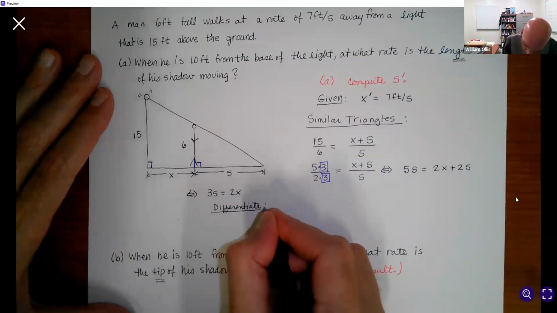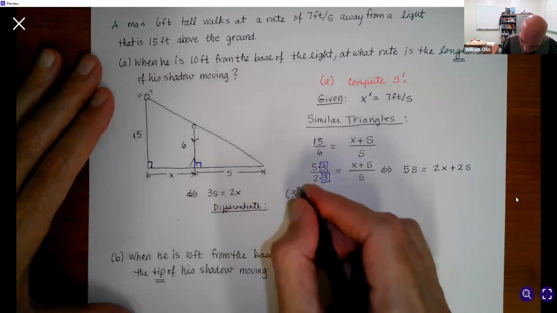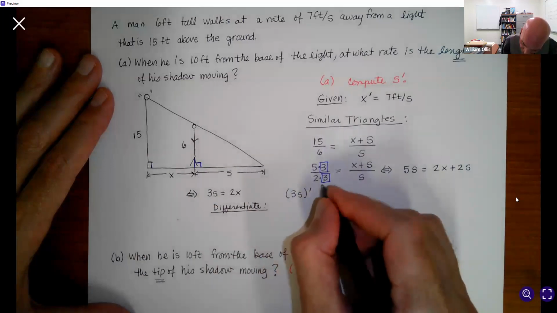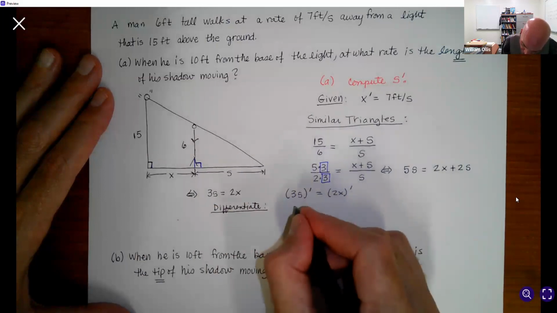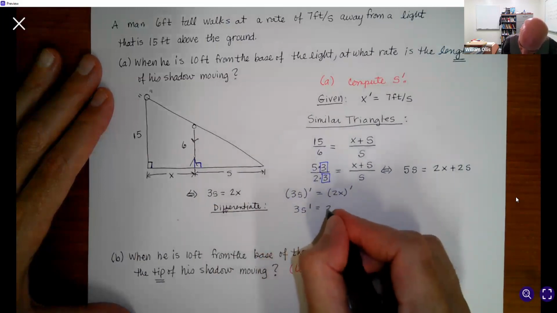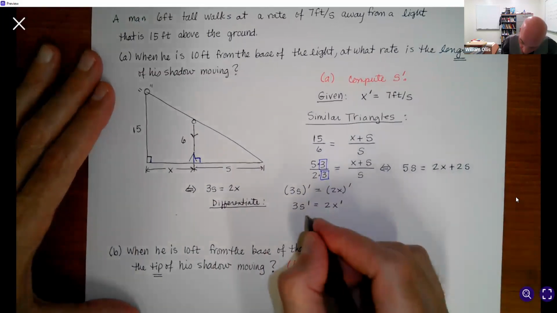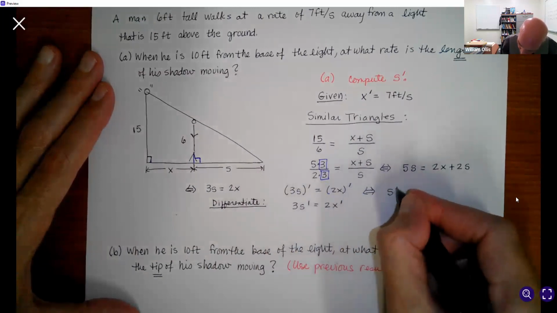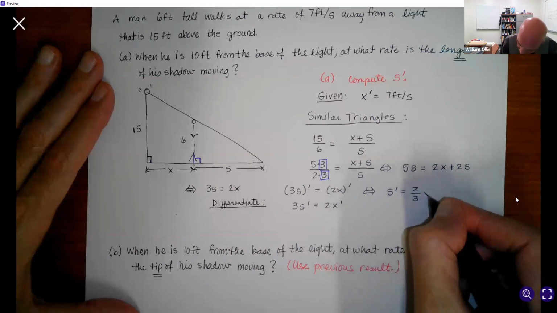So formally, what we do is we do 3. Now, of course, you could retire all the constants to one side. There's nothing special about what I'm doing. 3s prime equals 2x prime. It's so simple, it's deceiving. So now, equivalently, s prime is equal to 2/3 x prime.